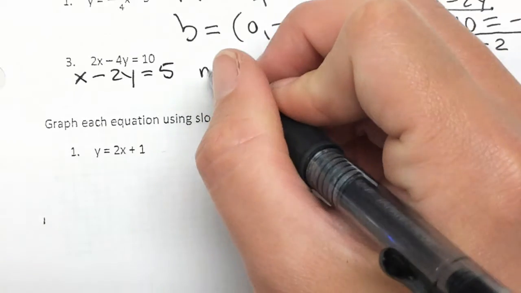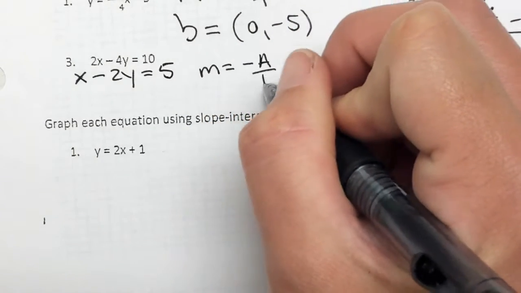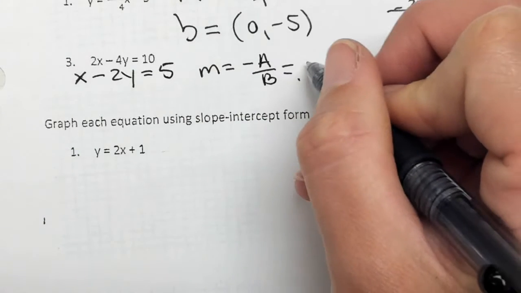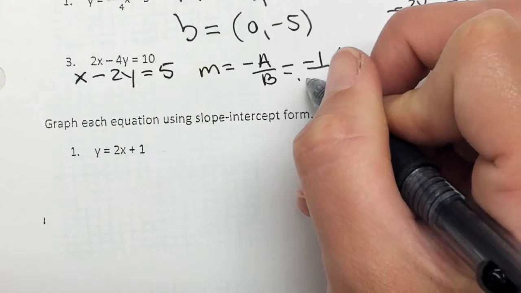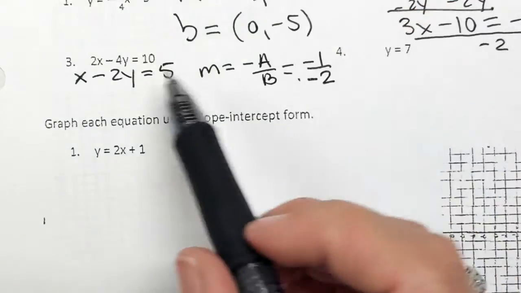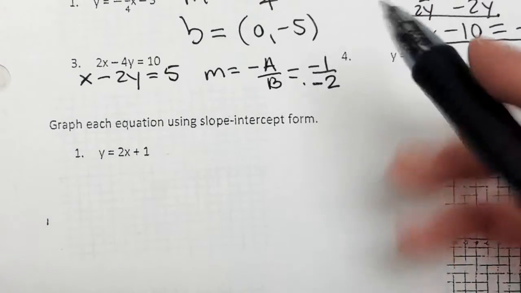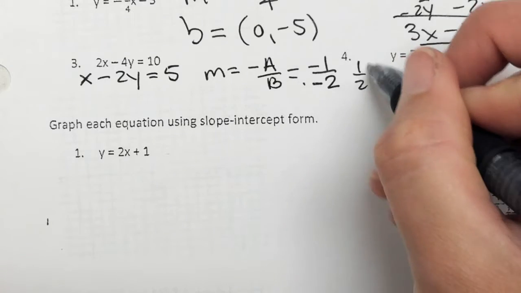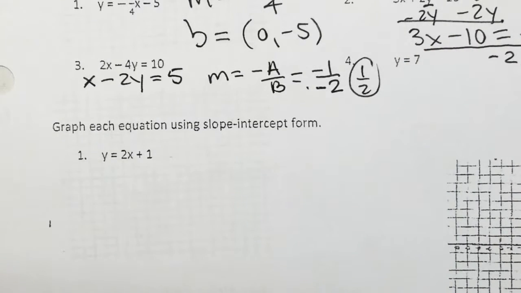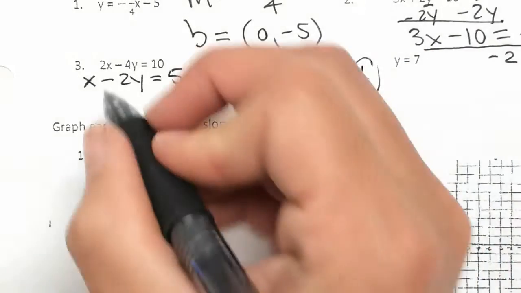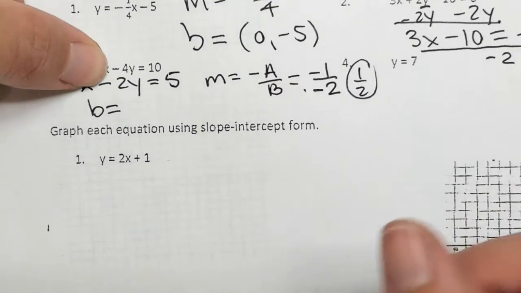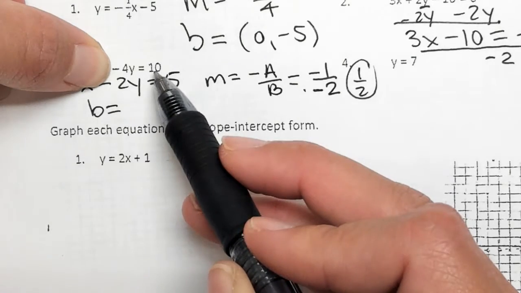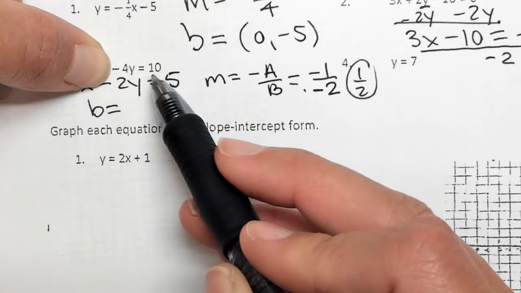a over b, correct? And what is my a in this one? So it would be negative 1 over negative 2. Good, because b's negative 2, and these two negatives will make a what? Positive 1/2 for my slope. And b, I just set what to 0? X. So I would have negative 4y equals 10, so I'd have to divide this by what?